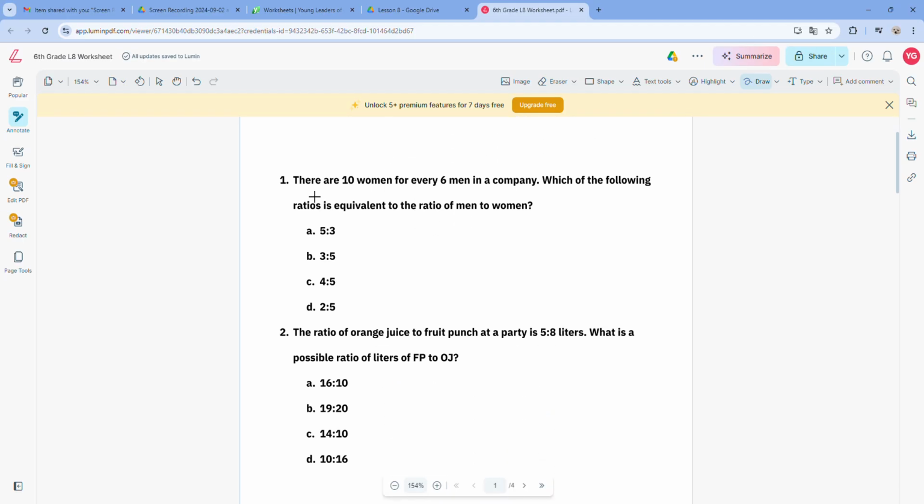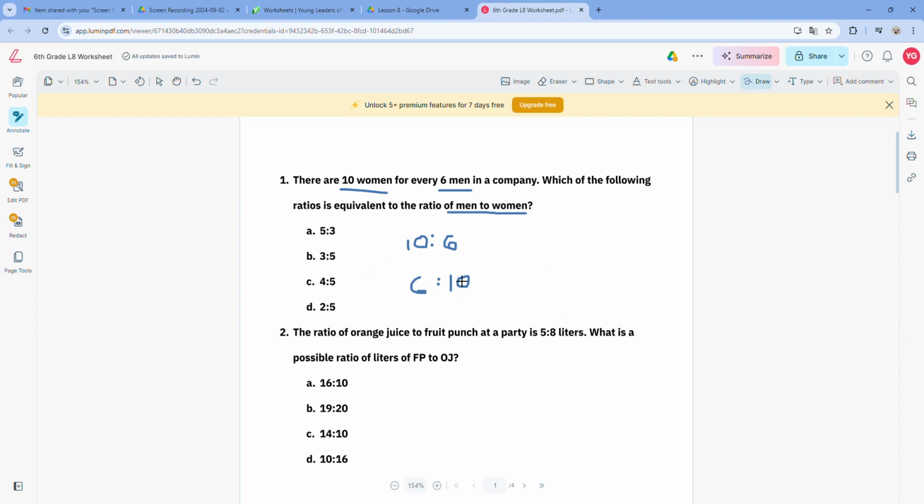So for number 1, it's asking there are 10 women for every 6 men in a company. So when you get a question like this, you can just write it like 10 women to 6 men. Which of the following ratios is equivalent to the ratio of men to women? So since it's asking for men to women, this would actually be 6:10.